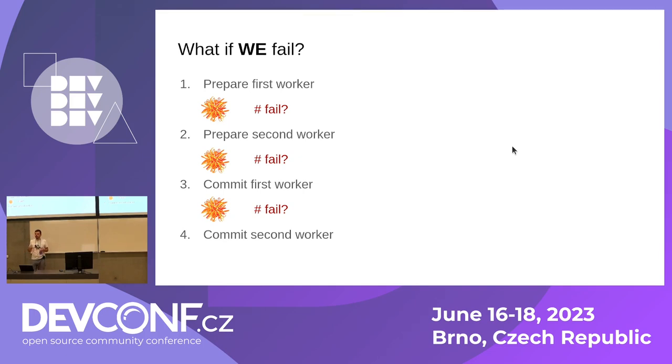So instead, we evaluated Citus as the extension of Postgres and two Postgres-compatible solutions, which are horizontally scalable from day one. It was Cockroach and Yugabyte. All of the three are cool.